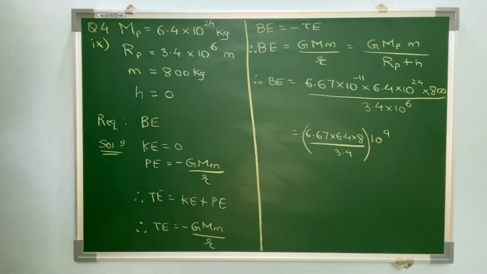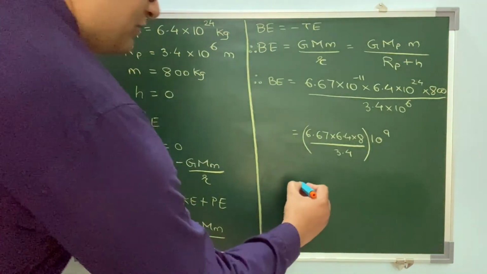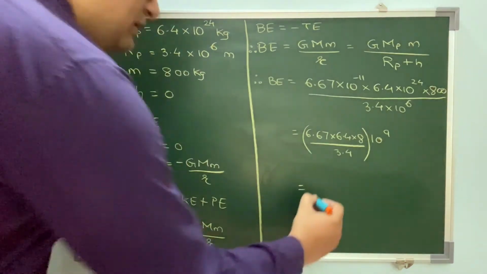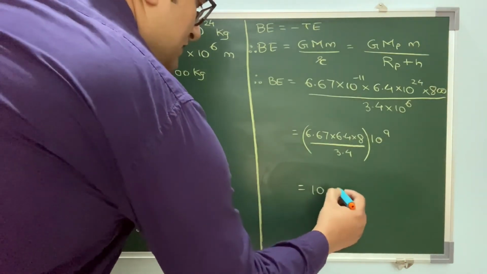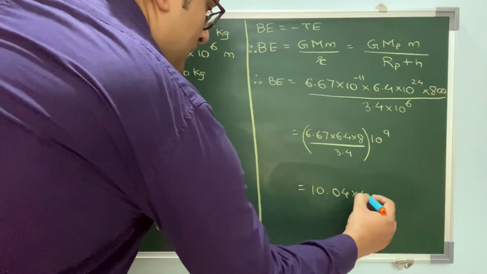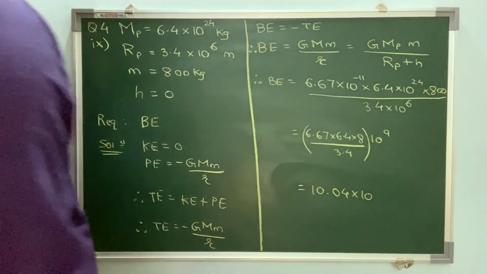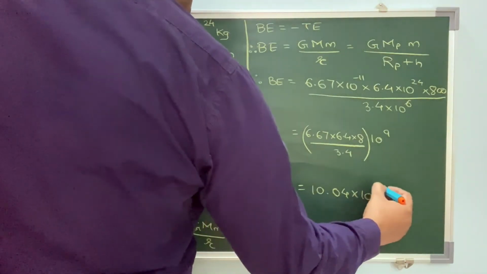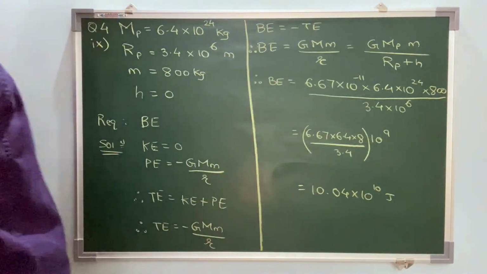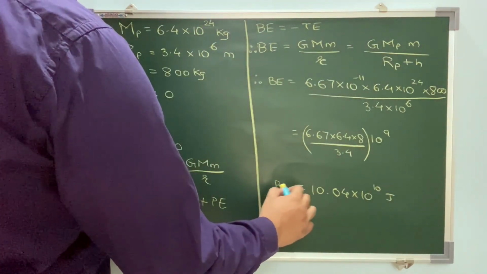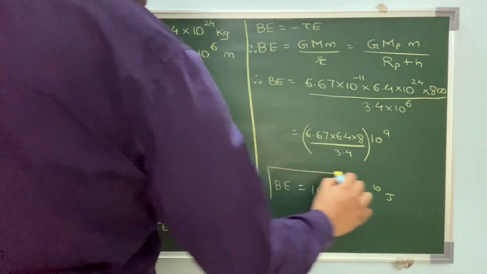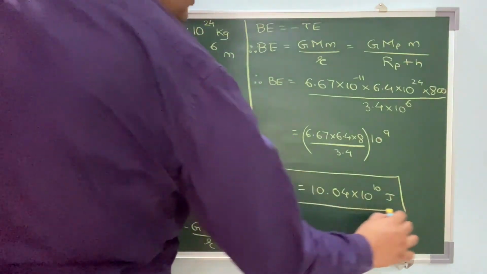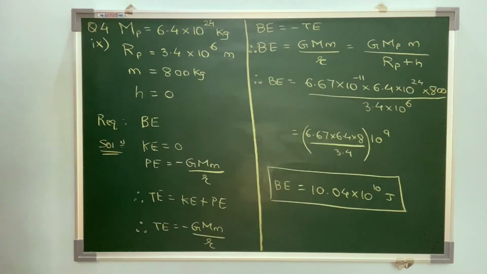So please pause the video here. Do a simple log calculation. If you do the calculation, you should get the number. There is a printing mistake there. It's not 1.004, it's 10.04 into 10 raised to 10 joules. I'm just using the calculator. I'm not doing the actual calculations. So you please pause the video, do the log calculations and copy it down.